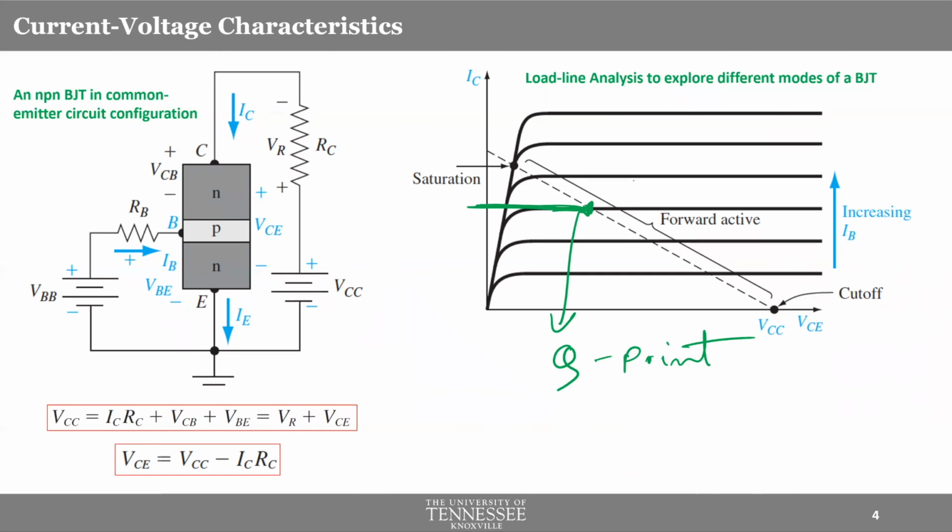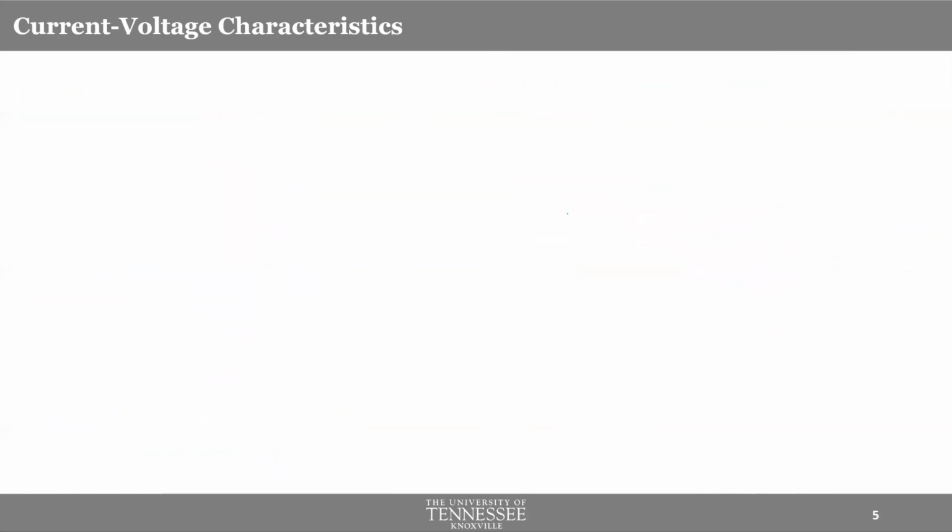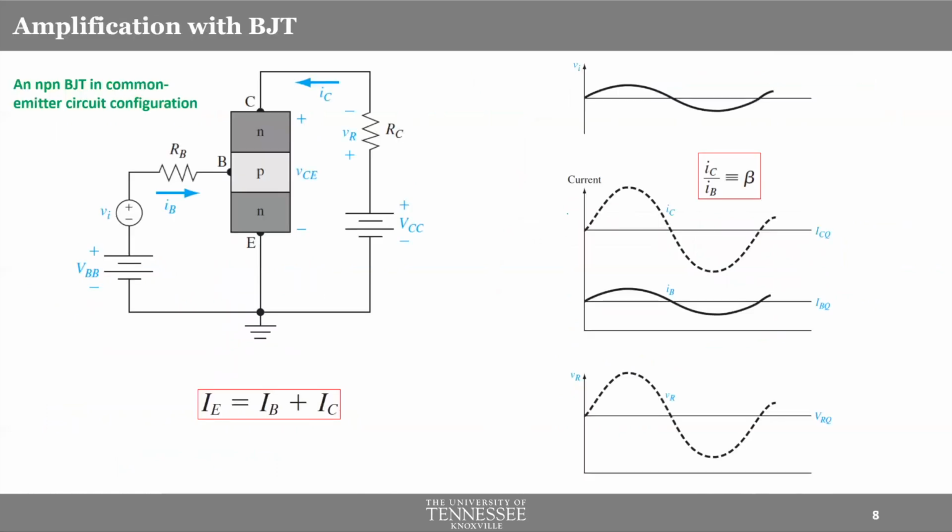So for example, hey, I want my Q point to be here. Say I want my Q point to be here. So you design this line in a way that it goes through this Q point. Done. Okay, that's another example. Okay, so that concludes our discussion on the output characteristics of BJT. And now we are ready to look at how a BJT can act as an amplifier.